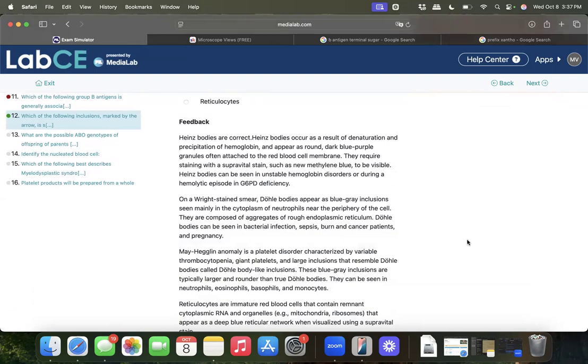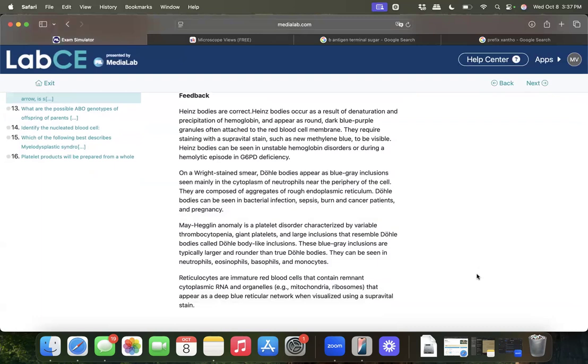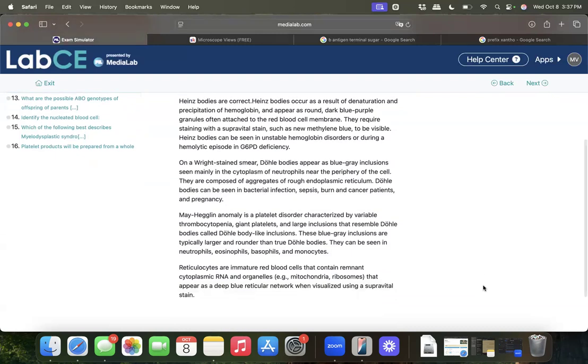On a Wright stain smear, Dohle bodies appear as blue-gray inclusions mainly seen in the cytoplasm of neutrophils. Dohle bodies are in white blood cells. They are composed of aggregates of rough endoplasmic reticulum. They can be seen in bacterial infection, sepsis, burns, cancer patients, and in pregnancy. May-Hegglin anomaly is a platelet disorder characterized by variable thrombocytopenia, giant platelets, and large inclusions that resemble Dohle bodies, called Dohle body-like inclusions.